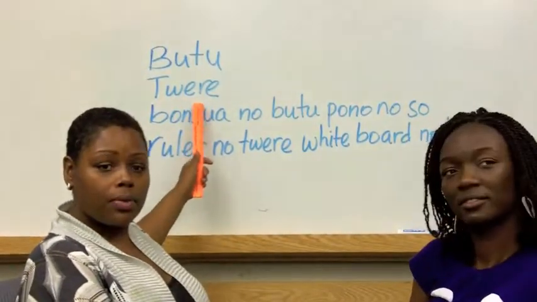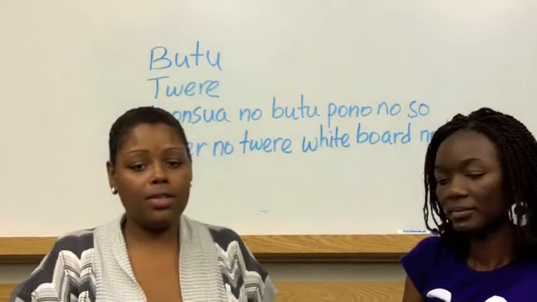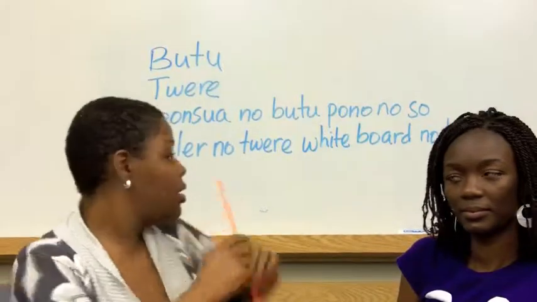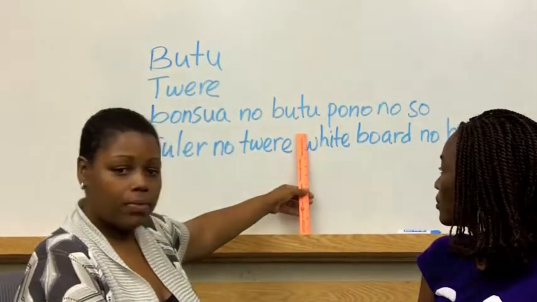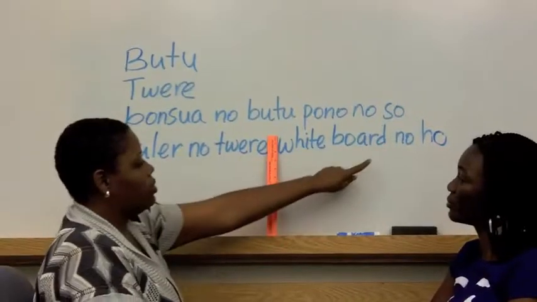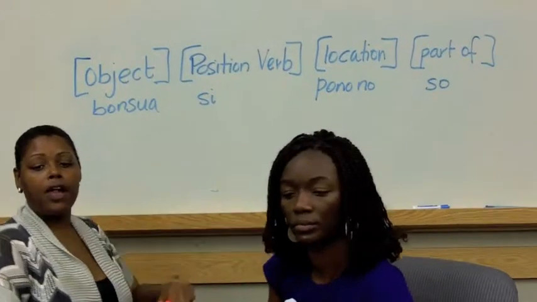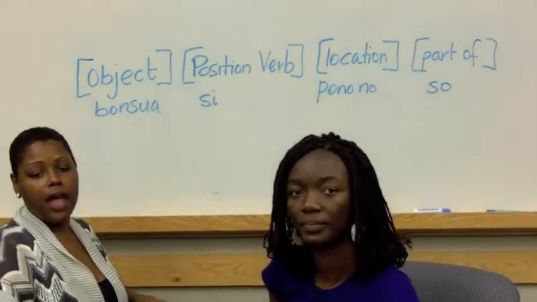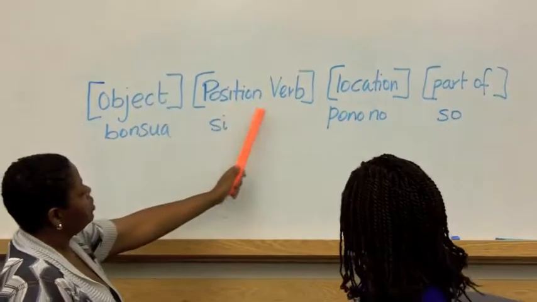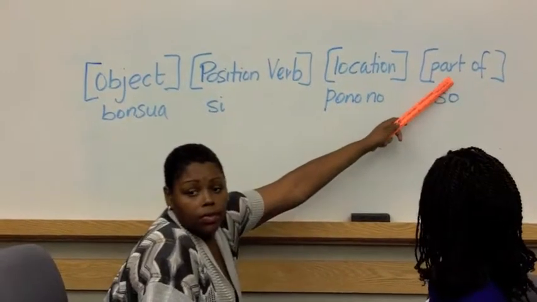Chure is used to describe objects that are leaning against other things or other objects. So if you lean a ruler against the whiteboard, I'd say ruler no chure whiteboard no hon. For this discussion, we can establish the following pattern for locating objects in Akan. This is the pattern. You would say object, position verb, location, and part of.